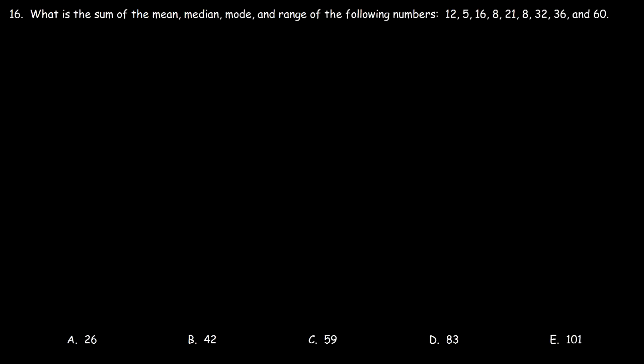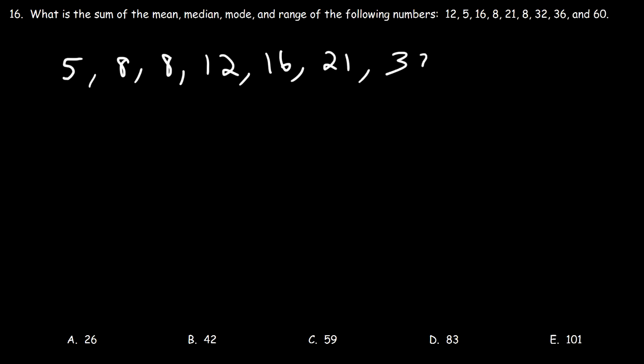16. What is the sum of the mean, median, mode, and range of the following numbers? So the first thing we need to do is arrange these numbers in ascending order. So to put it in increasing order, let's start with the lowest number, which is 5. And then it's going to be 8, 8, 12, 16, 21, 32, 36, and 60.